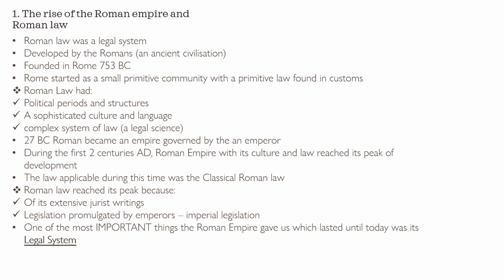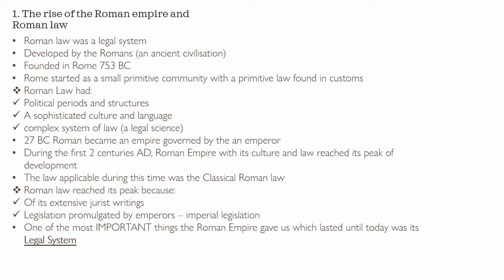So first we're going to look at the rise of the Roman Empire and the Roman law. Roman law was, as we know, a legal system. It was developed by the Romans, which was an ancient civilization. It was founded in Rome, 753 BC. Rome started as a small, primitive community with a primitive law, founding customs. Roman law had political periods and structures, a sophisticated culture and language, complex system of law, a legal science, basically.